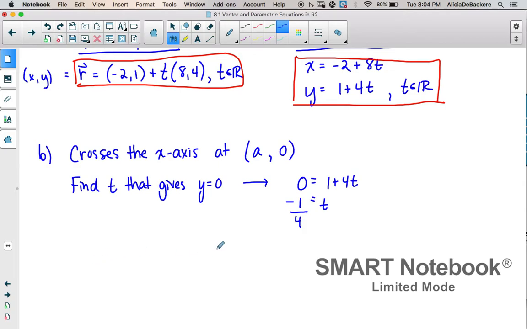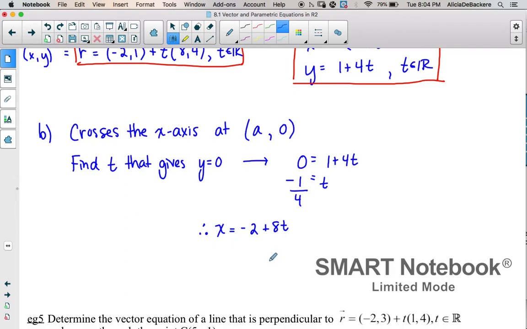So now I'm going to go and find the x value. I'm using this parametric equation from up here, but now I know that the t value is actually -1/4. And so I can figure that out. 8 times -1/4 is going to give me -2, and I come up with the x-coordinate of -4.